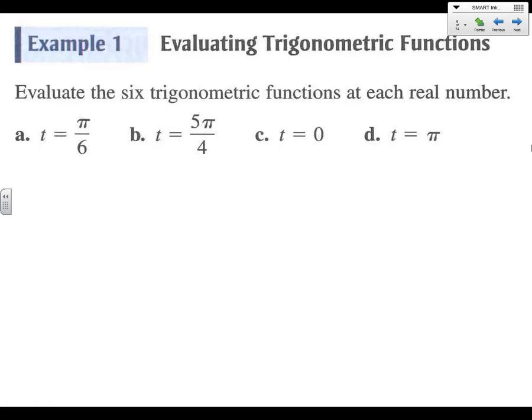All right, so let's go ahead and try some problems here. Example 1: evaluate the 6 trig functions at each real number. So let's make a little chart here.